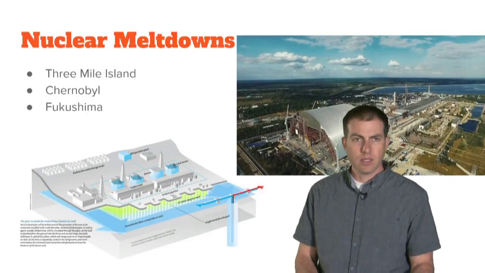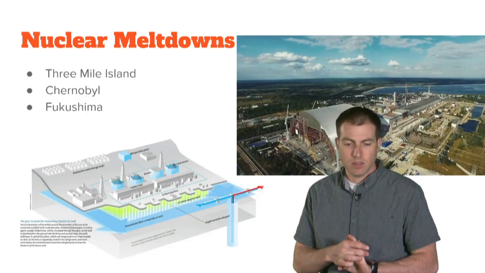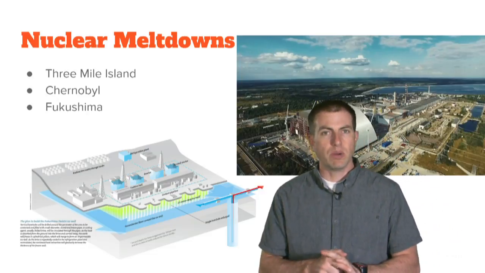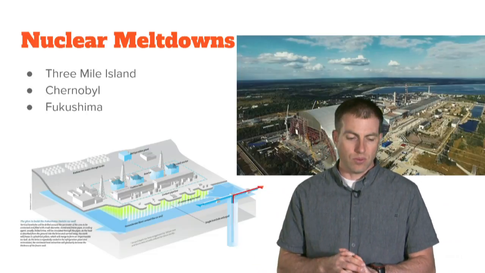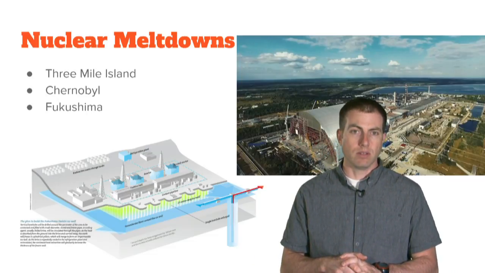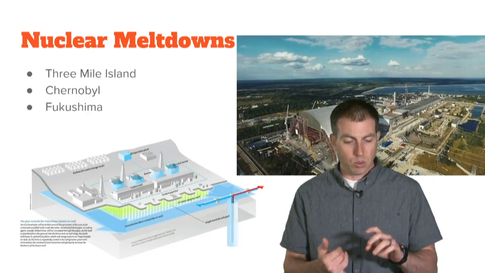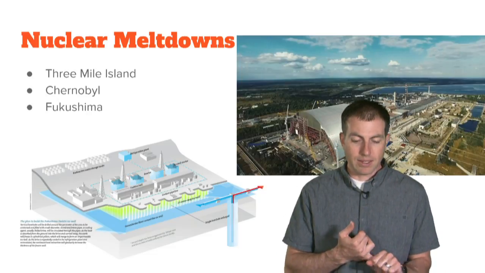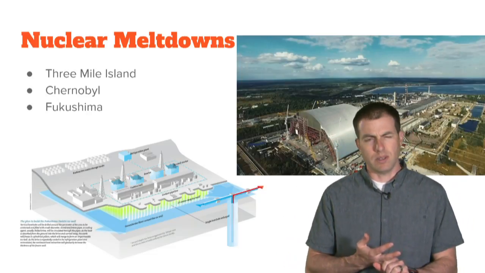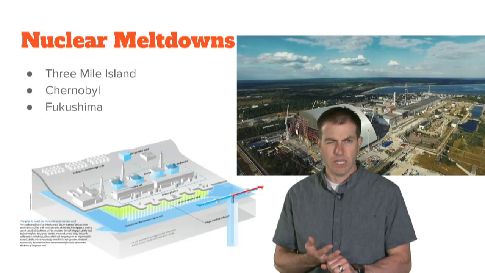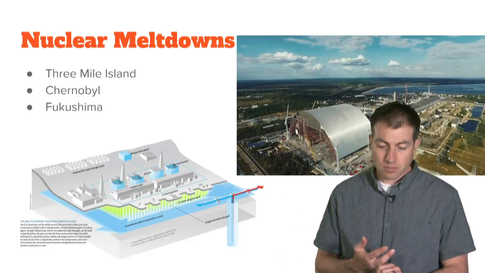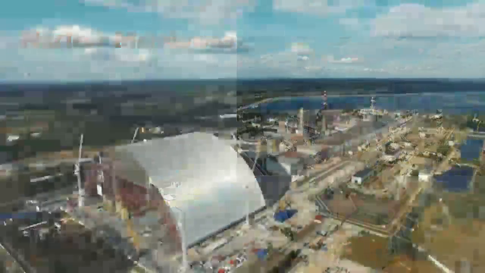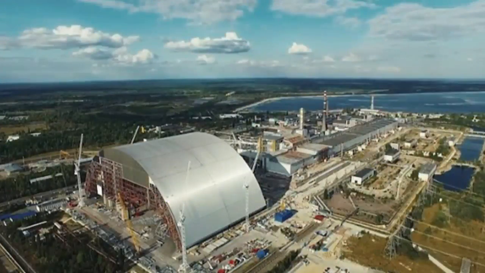So a little history lesson. There'd be 3-ish radioactive meltdowns so far ever-ish. There's one in New York State called 3 Mile Island. There was one in Chernobyl in 1980, I believe, 80-ish. This is actually a picture of Chernobyl here. And there was one in Fukushima not long ago in 2011.